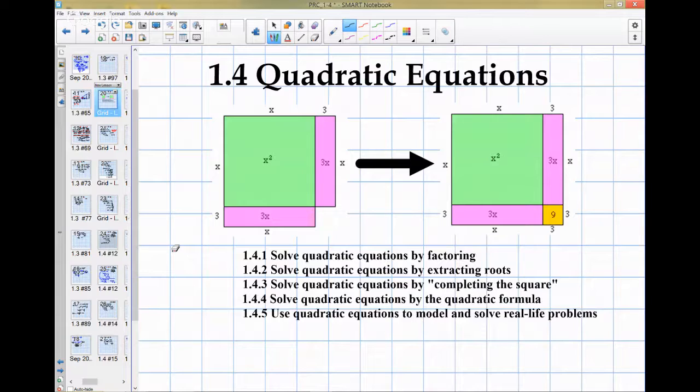Eventually, solving quadratic equations. First of all, what's a quadratic equation? A quadratic equation has something other than degree 1. In other words, quadratic means second degree. Parabolas, y equals x squared something.